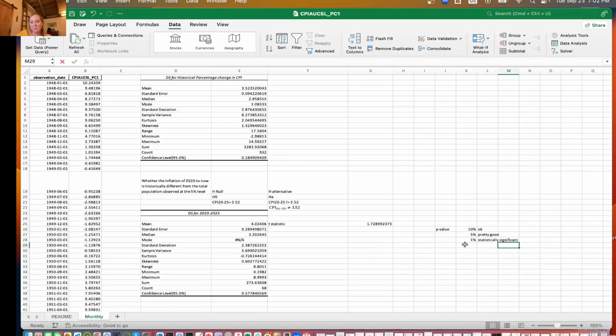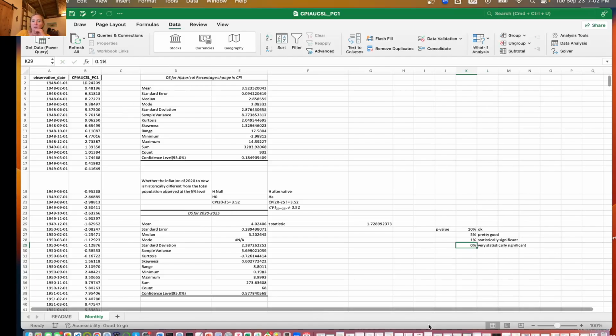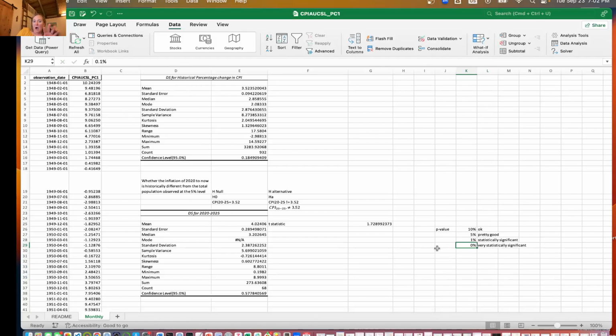And the 0.1% is very statistically significant. Oh, I just put it down to 0. Okay. I specifically called for the 5% level, right? Here's the question, 5% level. I'm just asking for a pretty good.